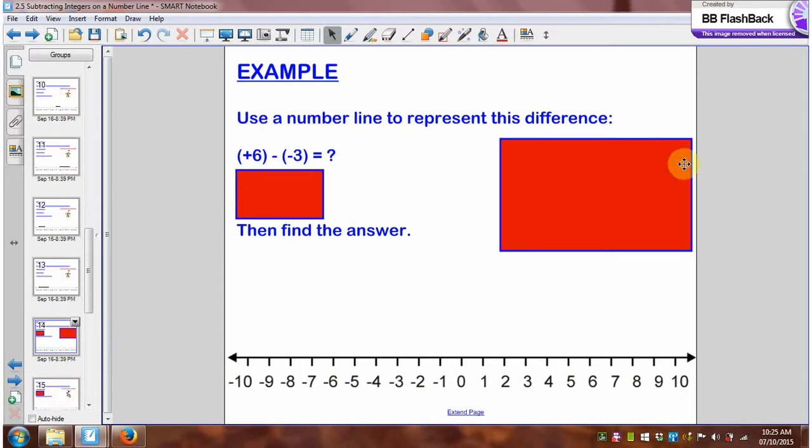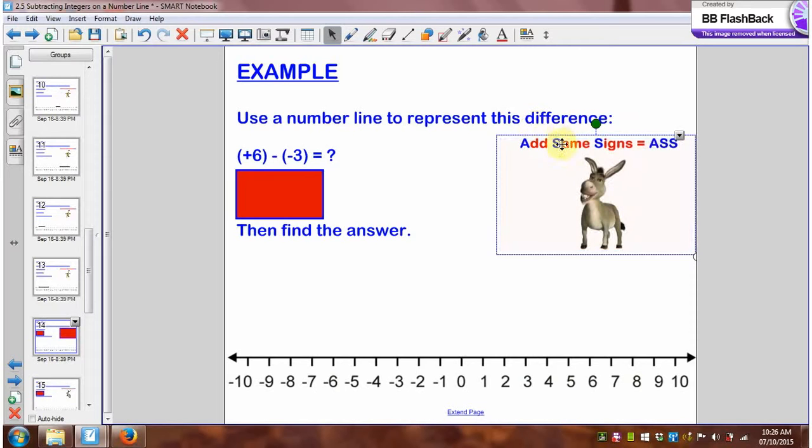This time we have a positive number subtract a negative number. Write this down. So what's our first step? To check and see what rule we use to simplify these two signs here. We've got a negative and a negative, so we have the same signs this time. What do we remember for same signs? Add same signs. ASS. So we remember the donkey. Add same signs. So this is going to become a positive 6.